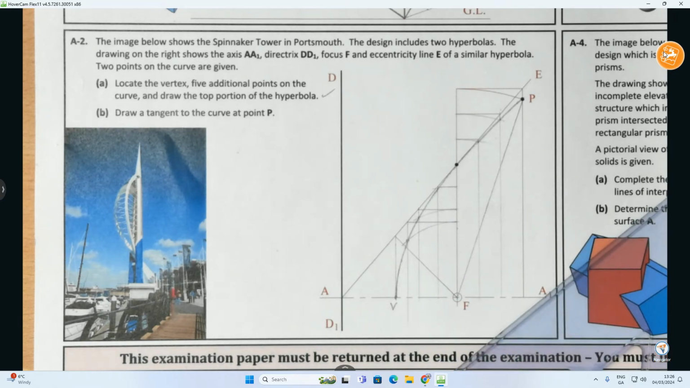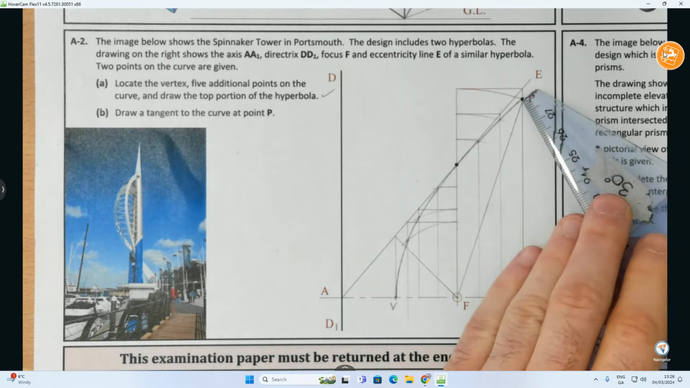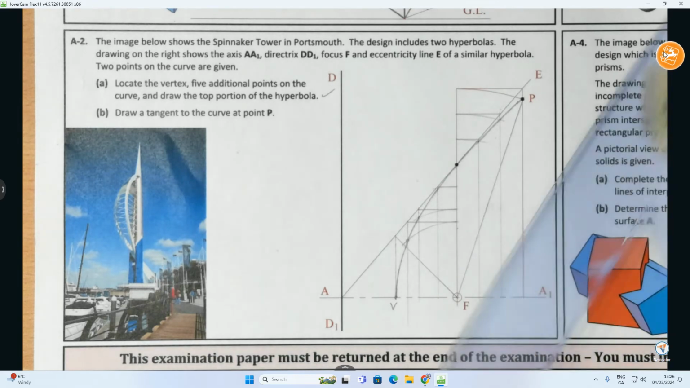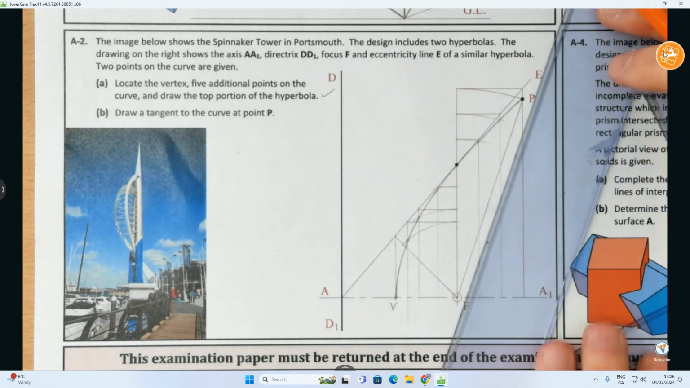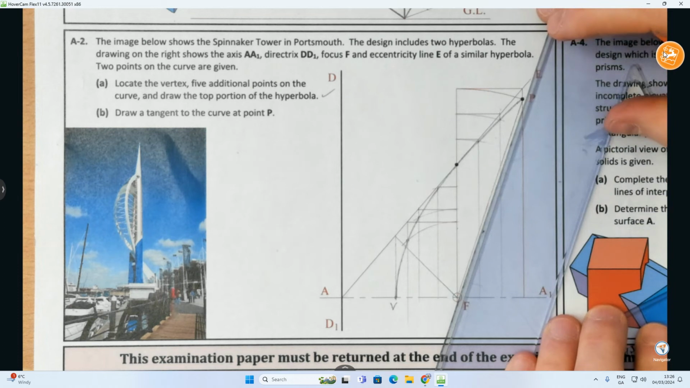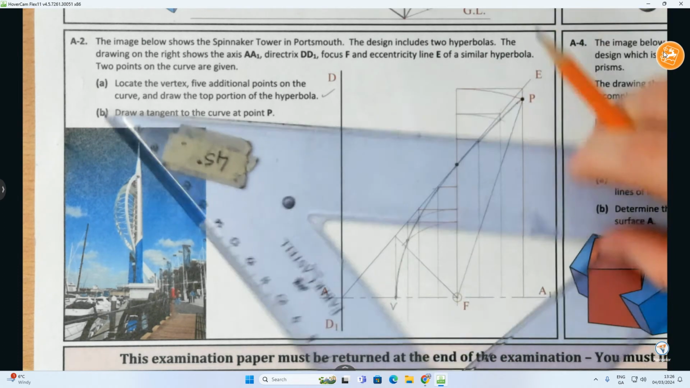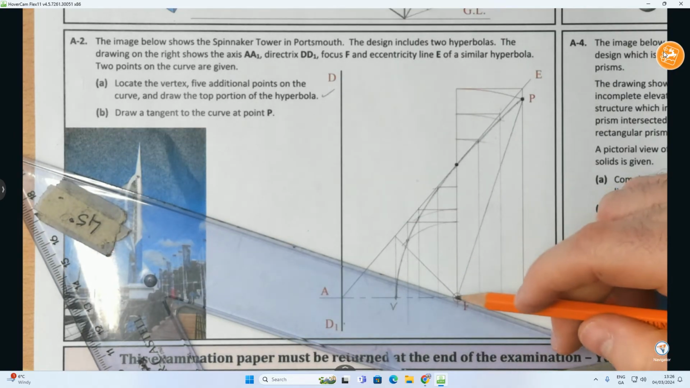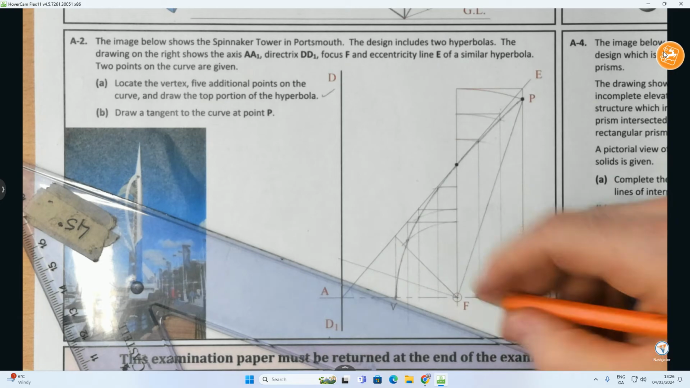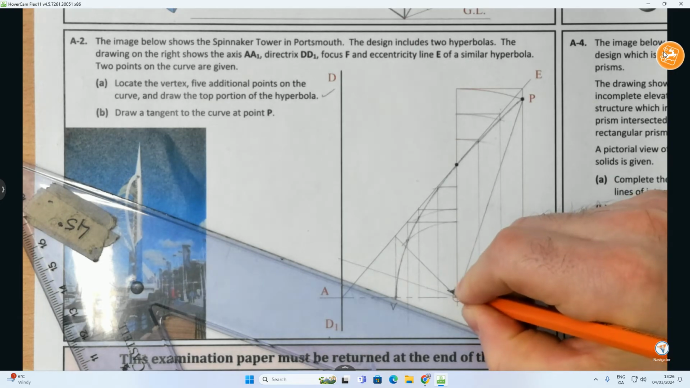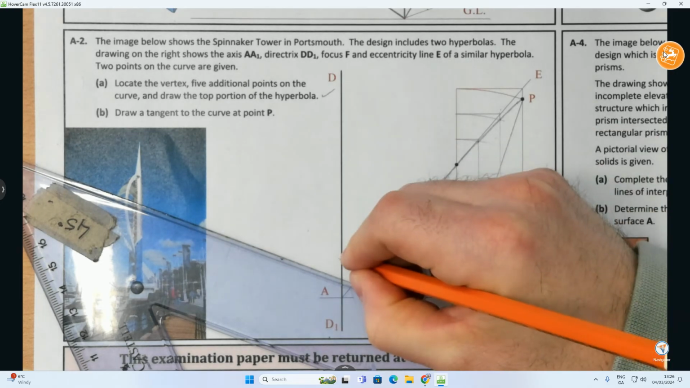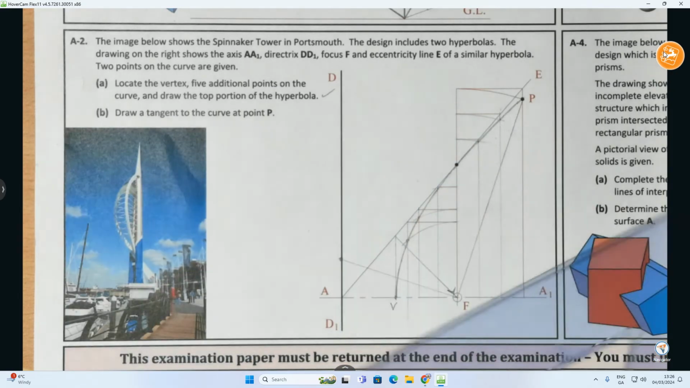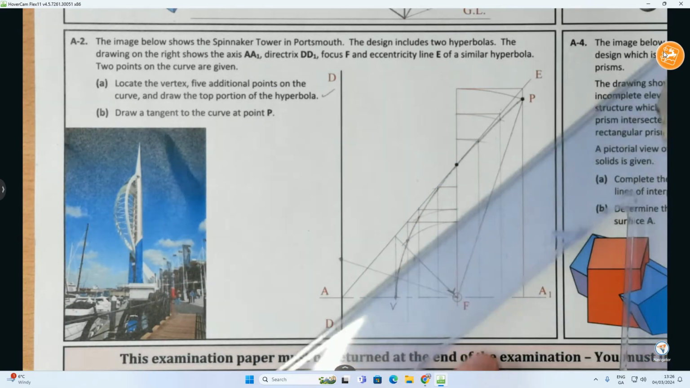So, the way to do that is, you connect P to the focus, okay, and you create a line perpendicular to that line to hit the directrix line. So, perpendicular to this line here that you've just done, you want to go perpendicular through the focus in the opposite direction. That angle in there is 90 degrees, is perpendicular, and that point right there where it hits the directrix line, that is another point that is on our tangent line.